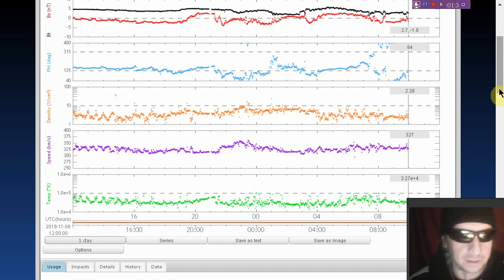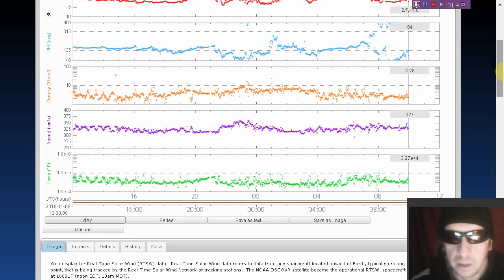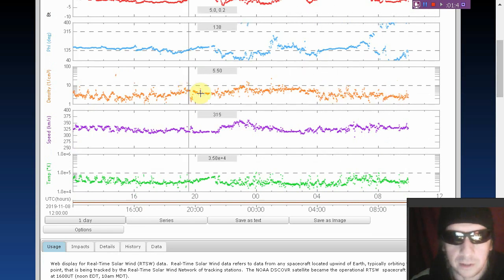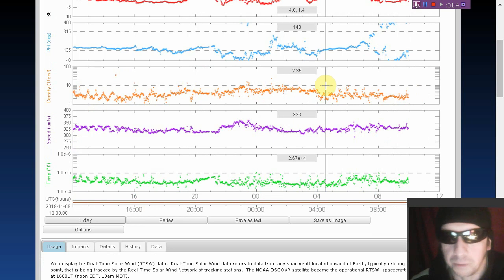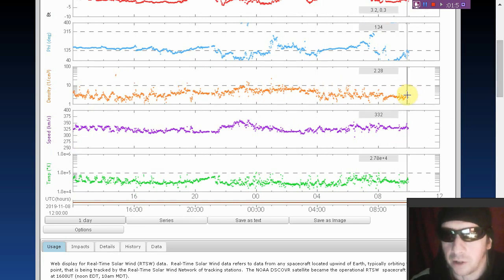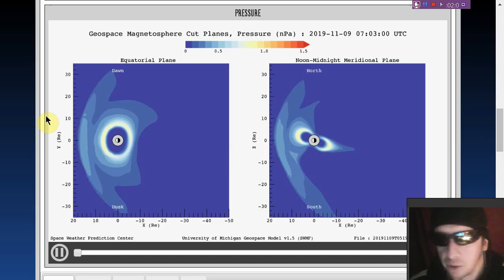Real-time solar wind is next. And we see a recently shifting phi angle here the last couple of hours. And we see the solar wind density all over the place. It got as high as at least 20 or so protons per cubic centimeter. The current solar wind density is about 2.2 protons per cubic centimeter, and the solar wind speed 330 or so. And there's the data from ACE looking quite similarly.